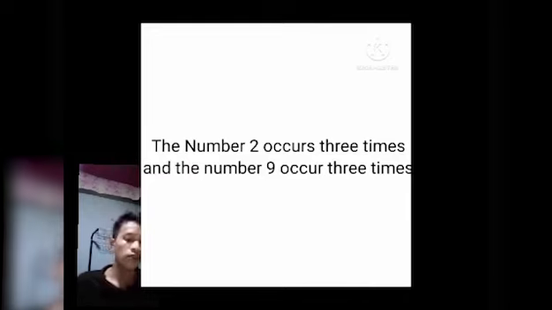So, ano sa tingin nyo ang mode dito? The number 2 occurred 3 times and also number 9 occurred 3 times. So, dalawa ang mode natin, which is number 2 and number 9. Okay, so magbibigay ulit tayo ng halimbawa.